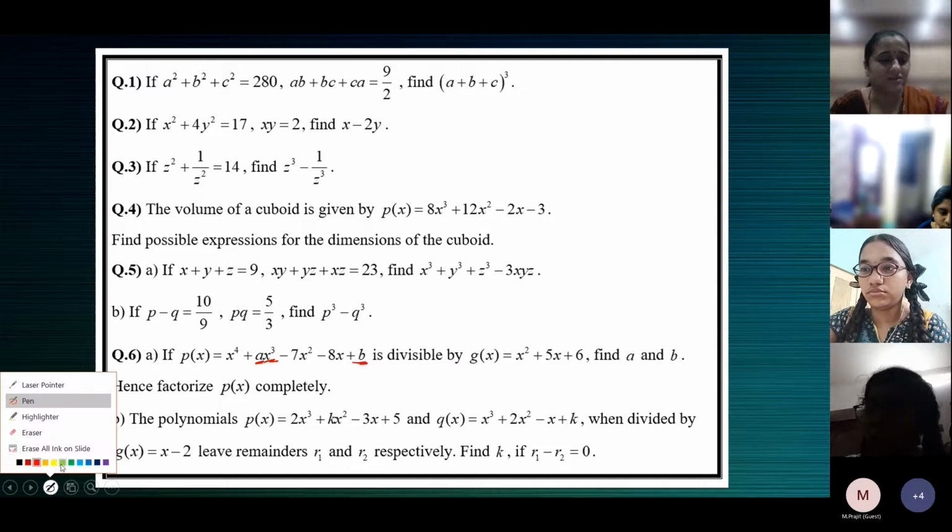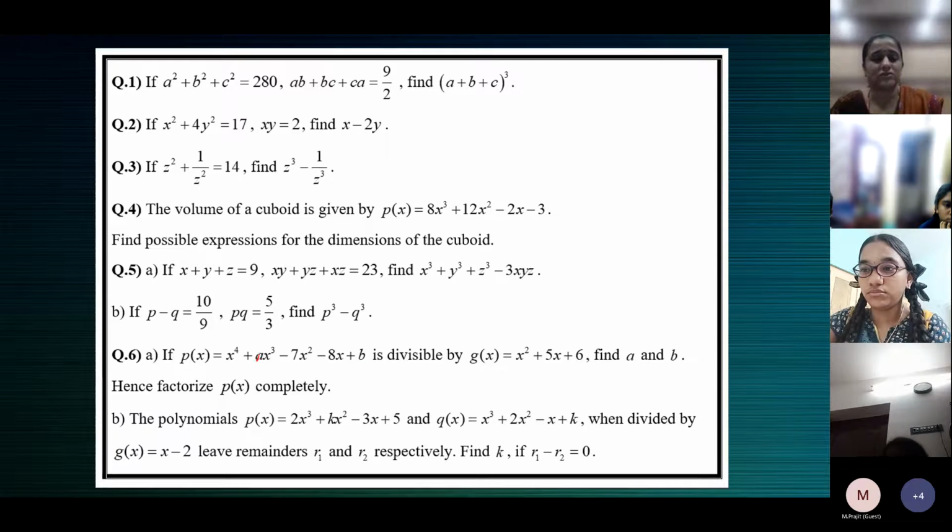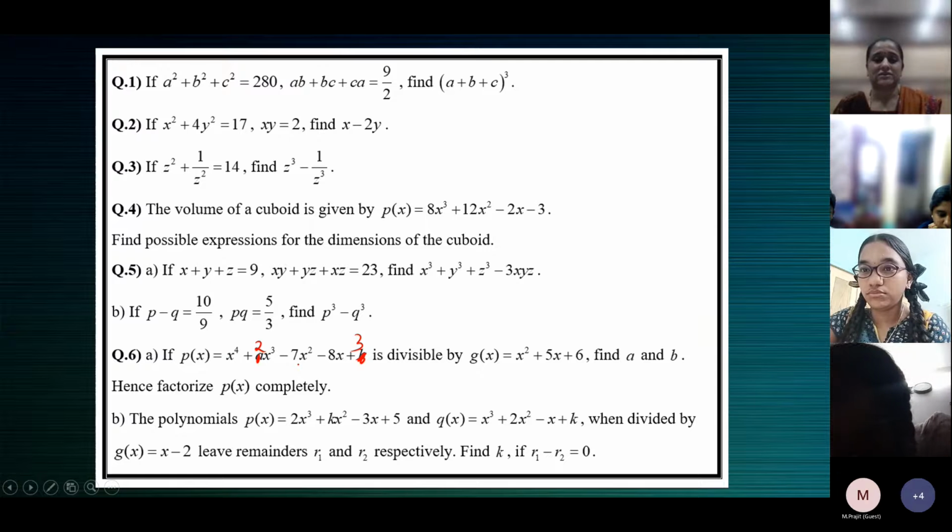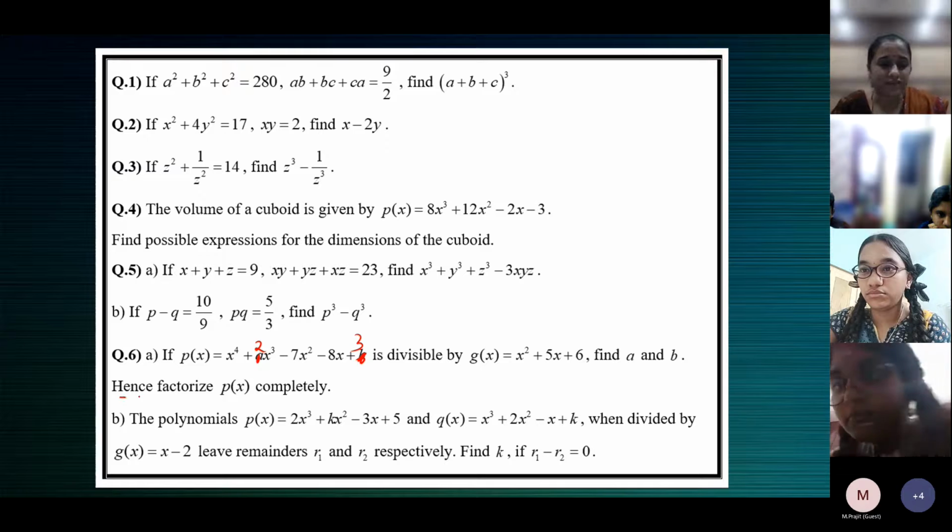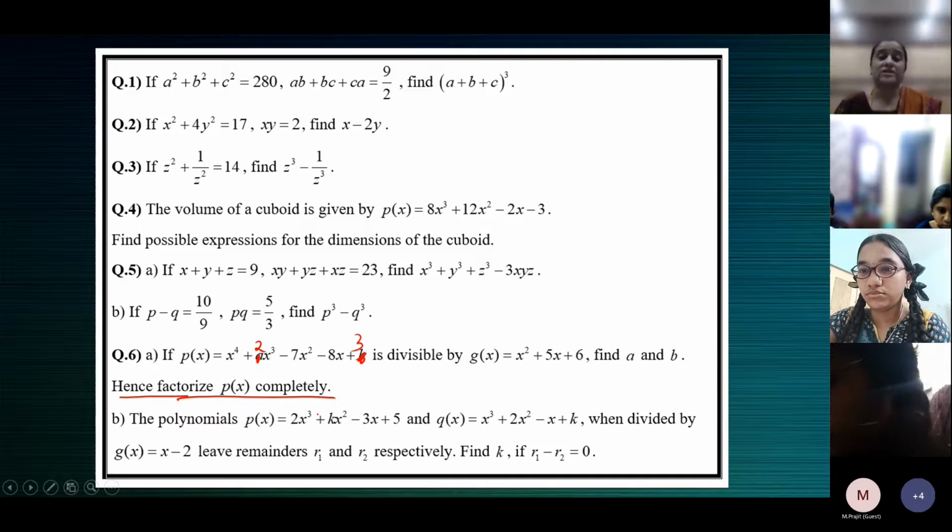So now you can construct the polynomial. Supposing this is 2, so 2x cubed, and supposing this is 3, plus 3. So now we have the polynomial completely. Now the question is, hence find a and b. We found a and b. Hence factorize p of x completely.